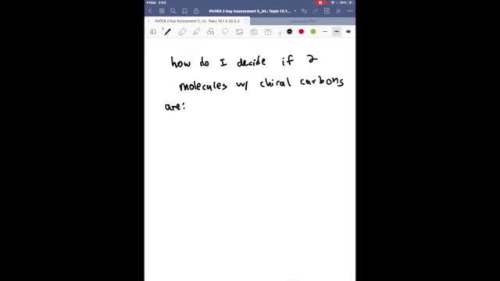All right, so after seeing those two examples and recognizing that you don't have a model kit when you take the IB test, you're probably asking yourself, how do I decide if two molecules with chiral carbons, another way to say that is just two chiral molecules, are the same molecule, enantiomers, or diastereomers? This word is hard to spell. Hopefully I got it right.